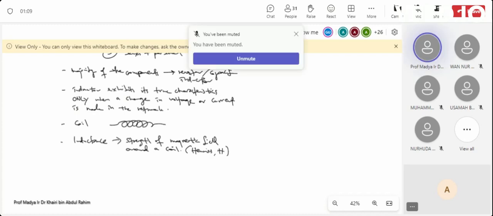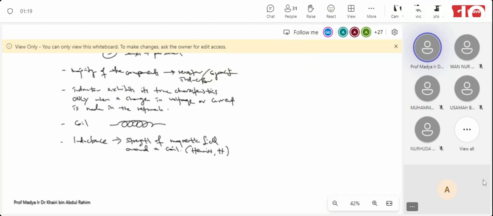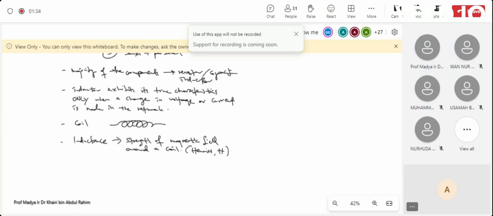Henrys or H. So as much as a capacitor has its own capacitance measured in farad, so an inductor also has its own unit, inductance, which measures the strength of magnetic fields around its coil, and it's called Henrys. Okay, so of course the constructions of inductors and etc. you can see in the textbook, all right.